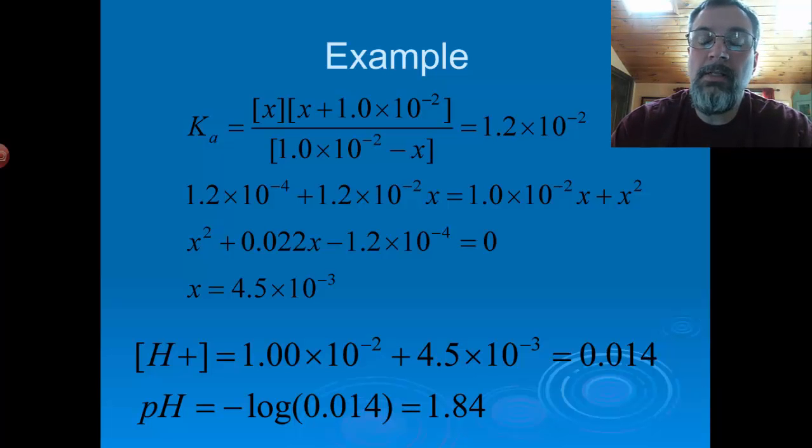So I didn't make the approximation here because the value of X was pretty close. I thought it was going to be pretty close to 5% of the initial concentration, because the initial concentration is pretty small. So you have to kind of judge it a little bit. If you had made the approximation here, you would have to check it, and you would notice that it was greater than 5%, so you'd have to go back and do it this way anyway.